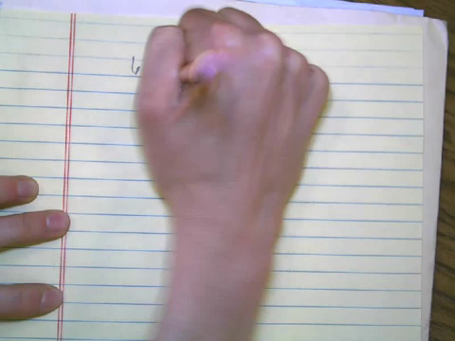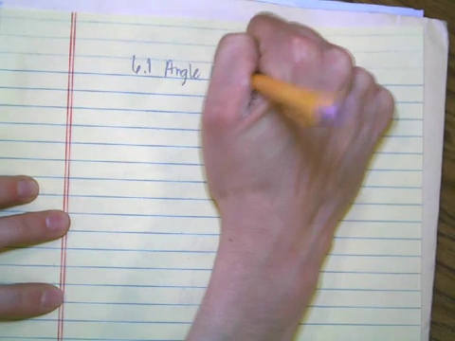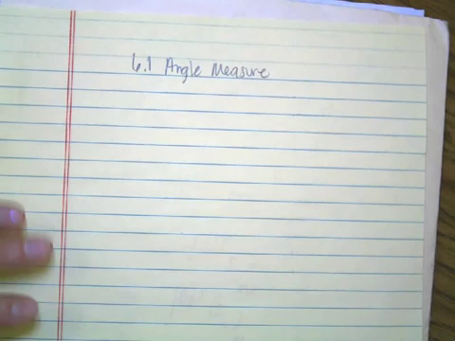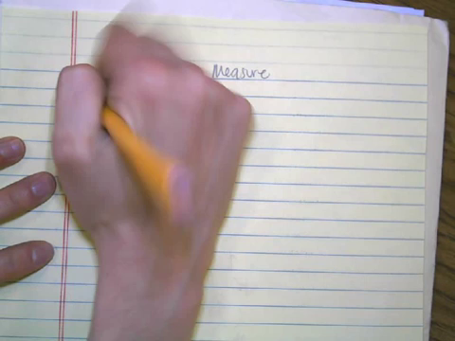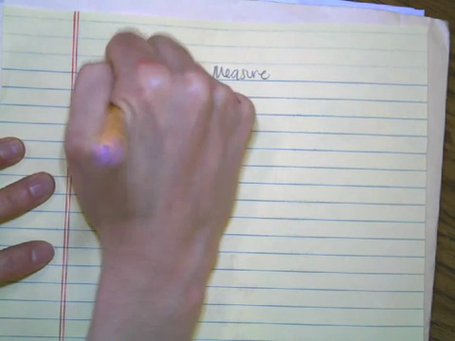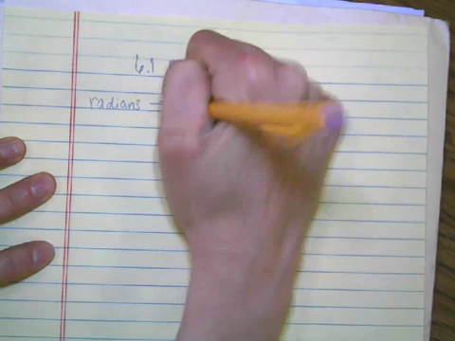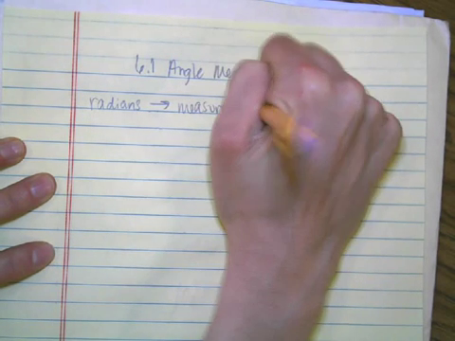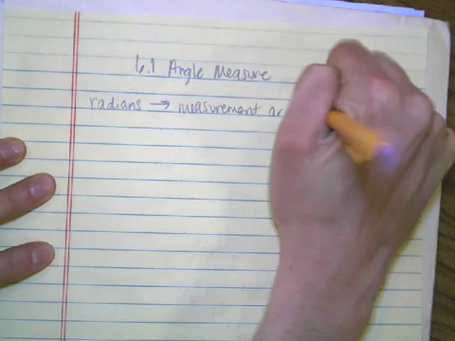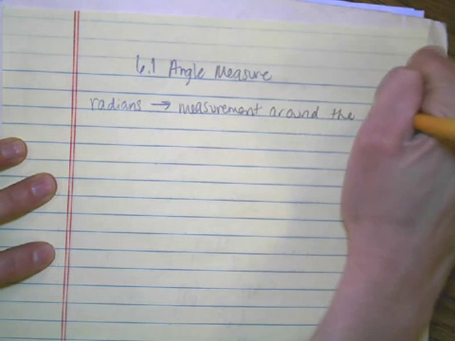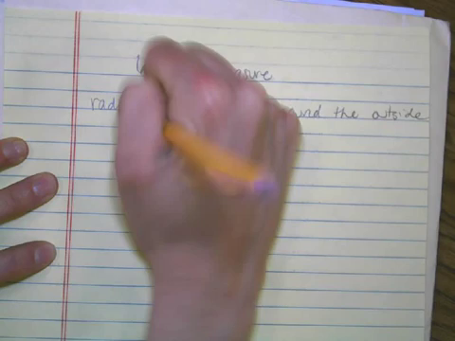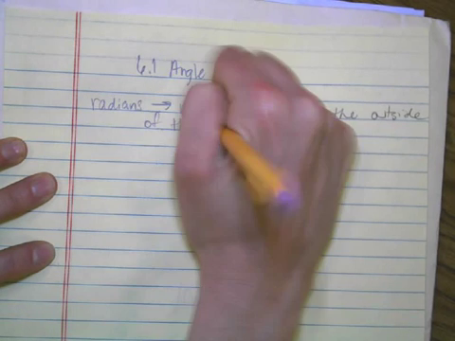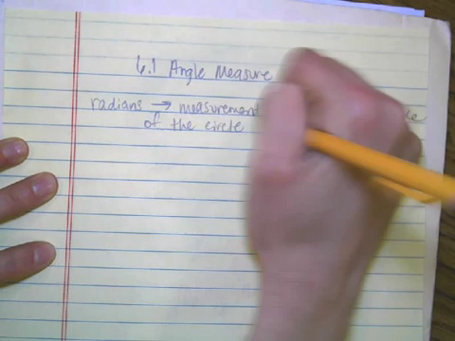Okay, 6.1 discusses angle measure. So far, we have looked at how to measure using radians, which we said was the measurement around the outside of the circle. So it's like a distance measurement.